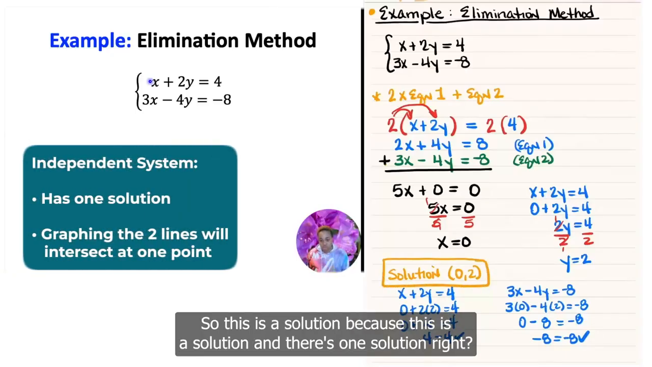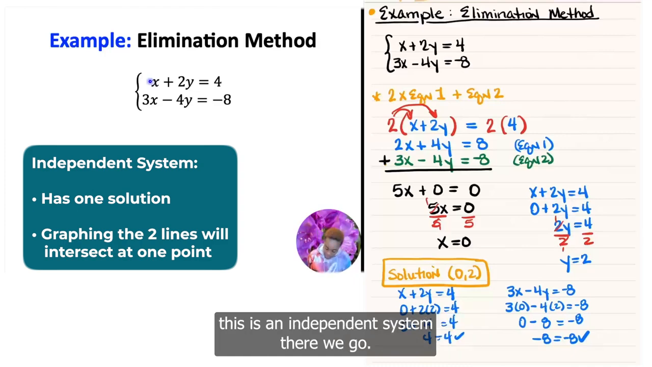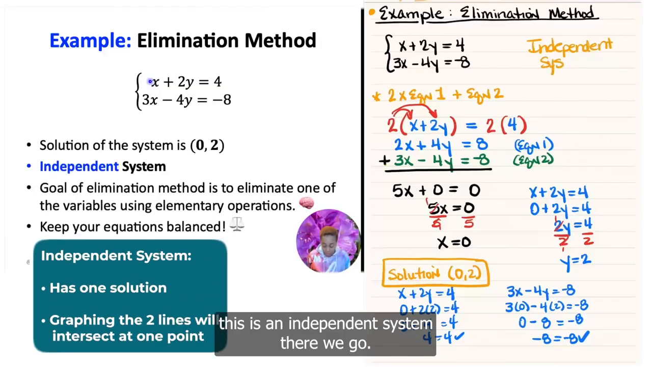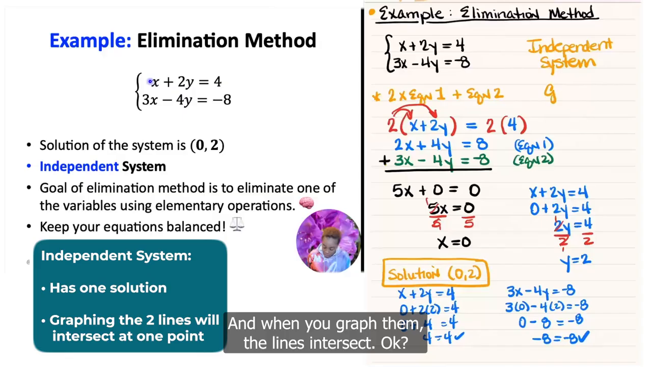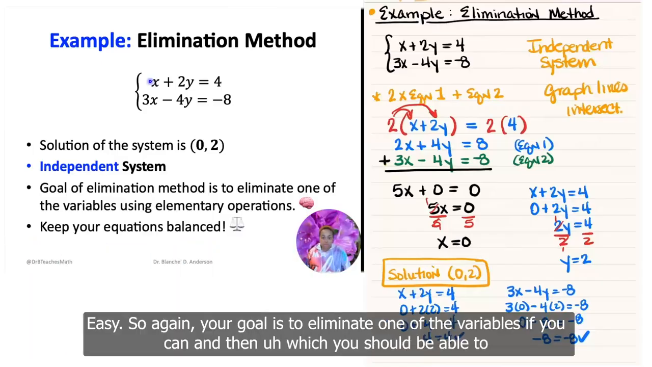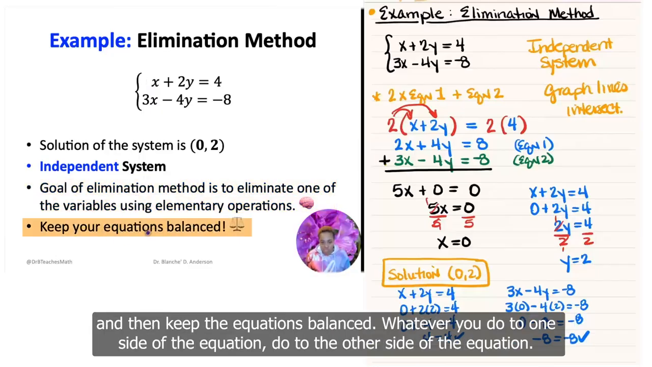Because this is a solution and there's one solution, right? This is an independent system. There we go. And when you graph them, the lines intersect. Okay? Easy. So again, your goal is to eliminate one of the variables, if you can, which you should be able to, and then keep the equations balanced. Whatever you do to one side of the equation, do to the other side of the equation.